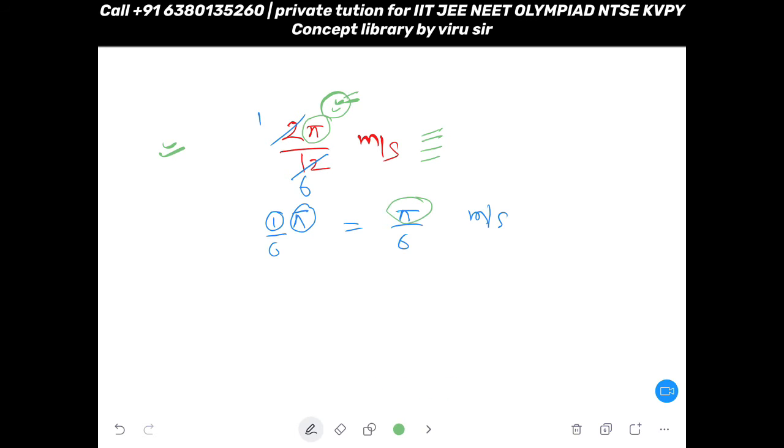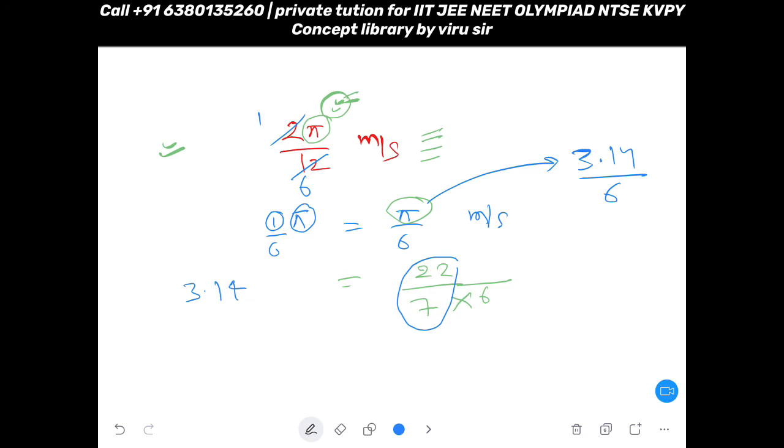Now you are free to substitute the value of pi. The pi value is 22 by 7, correct? And 6 is already here. So you have one way, substitute 22 by 7, or another way, directly substitute 3.14 and divide by 6. If you divide 3.14 by 6, you can say definitely this answer is less than 1, so you have to take a decimal here. So it will be 31. How many times will it go? Almost 5 times. So 0.5. That's all, you leave the answer there. So you got 0.5 meter per second.